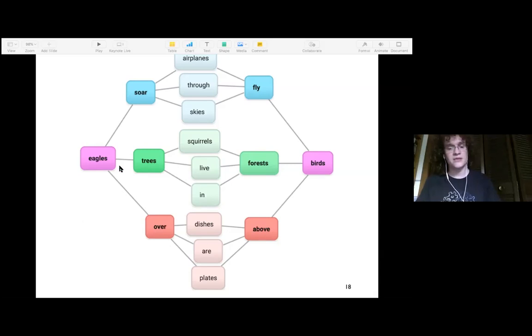Whereas given this set of sentences, eagles and birds have a 4-step association. They have to move through 1, 2, 3, 4 words to get to each other. And so you need a model sensitive to 4th order association to recognize that there's a relationship between eagles and birds here.